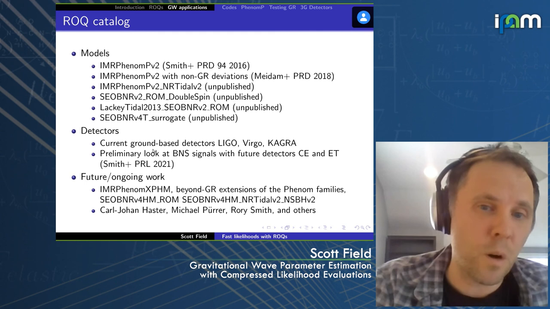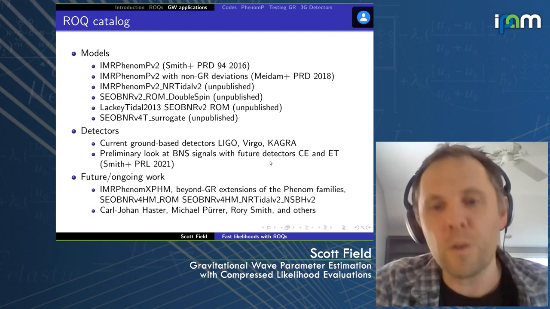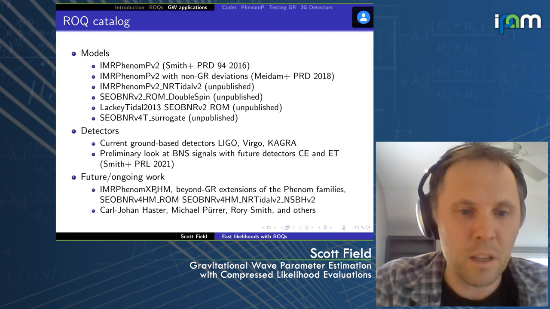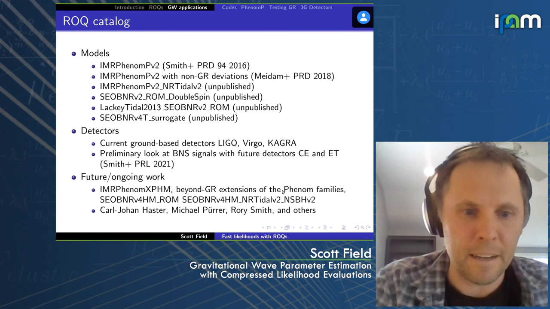Detectors: most of the reduced order quadrature rules built to date have been focused on the current generation of detectors. Very recently in 2021, Rory Smith and collaborators looked at future detectors, BNS signals with Cosmic Explorer and the Einstein Telescope. And for future ongoing work with current ground-based detectors, my understanding is there are some efforts to get PhenomXPHM an ROQ rule, beyond-GR extensions for more Phenom families, and this tidal model as well. So I believe this is being carried out by Carl, Michael, Rory, and maybe some others as well.